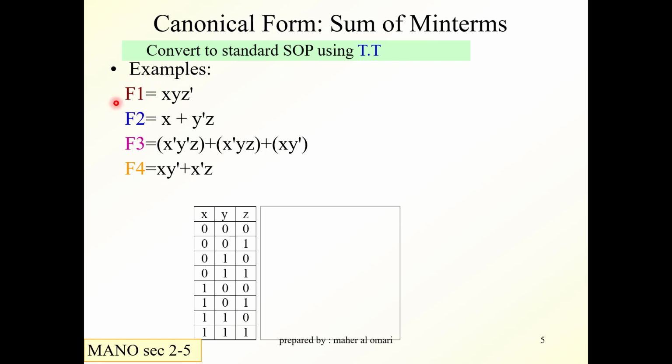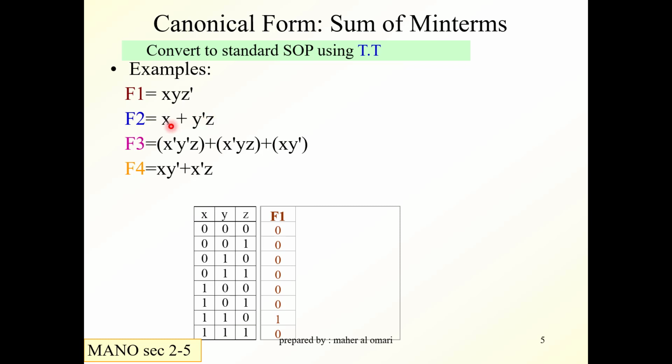This is the function F1. We want to convert it into the standard sum of products, or what we call canonical form. Canonical form is where we put the function as a sum of minterms. F1 is equal to m6, as we said before. F1 is equal to 1 when x is 1, y is 1, z is 0, which is this. And all other values for F1 are zeros.